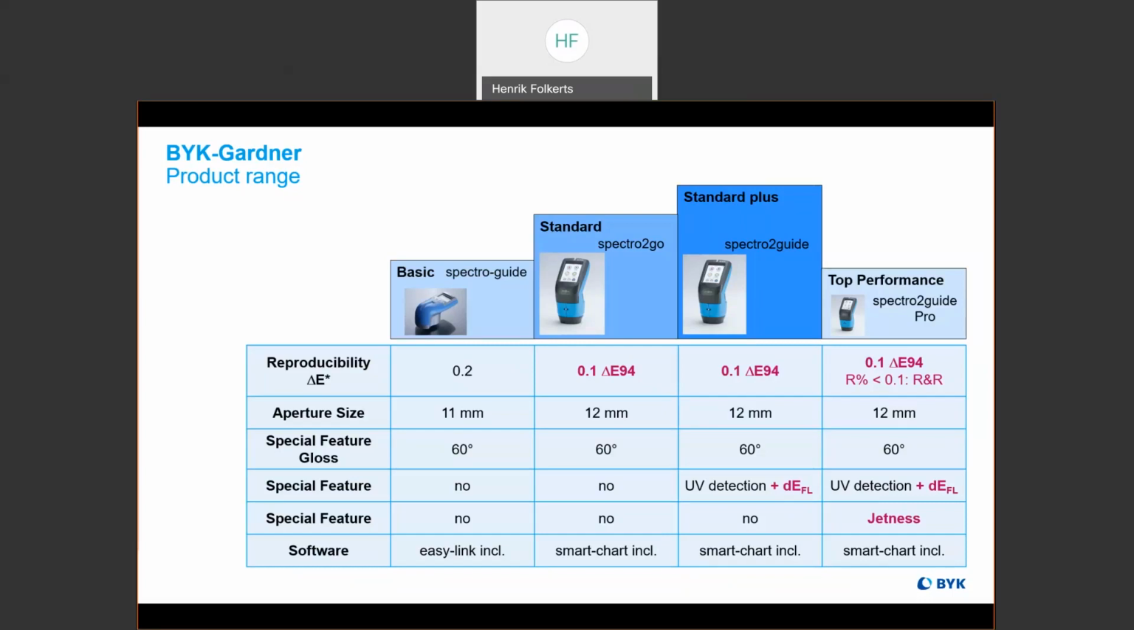The Spectro2guide Pro combines these 3 instruments in one, plus it is able to measure very deep and dark black colors, the so-called jetness. So once again, this is only possible because of the extreme precision of the instrument.